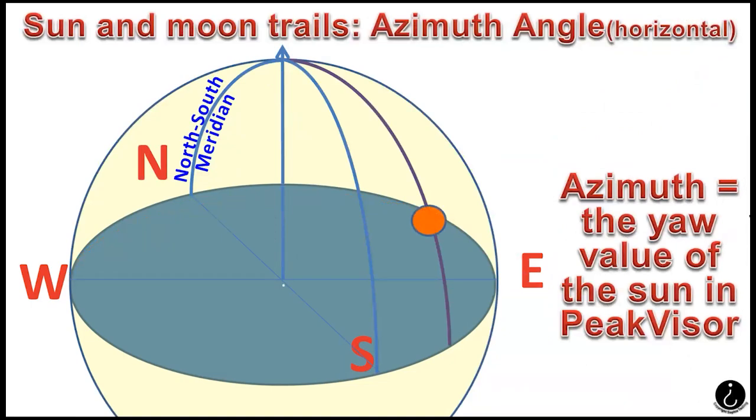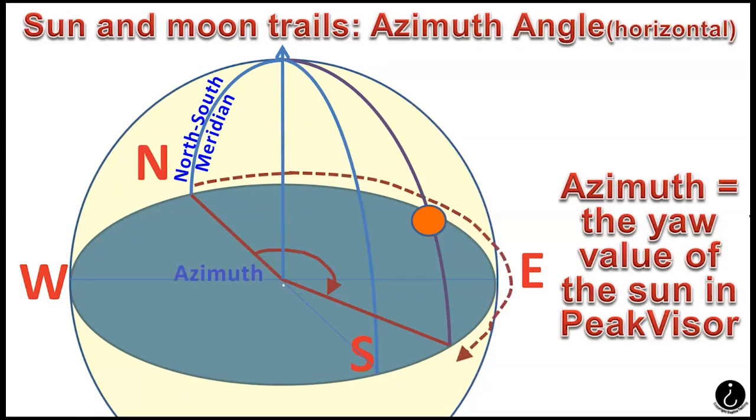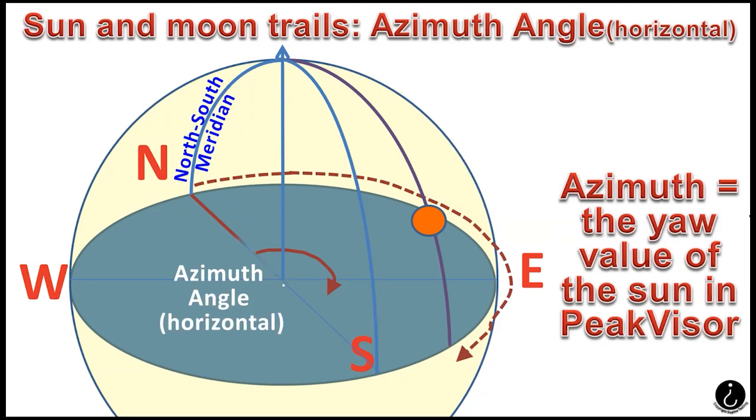The two angles that define the position of the sun are the azimuth angle, which is its compass bearing. And that's equivalent to the yaw value, the compass value in PeakVisor, provided you're pointing at the sun. So that's handy.